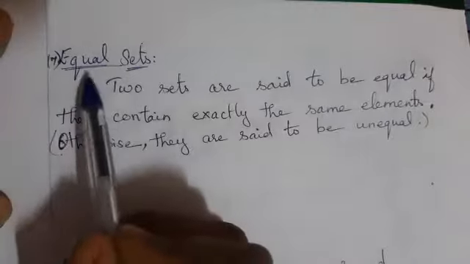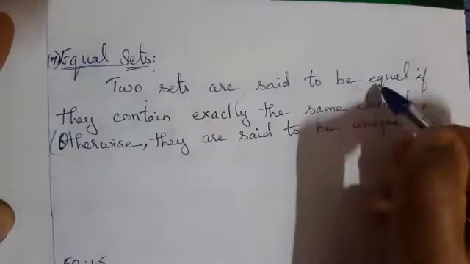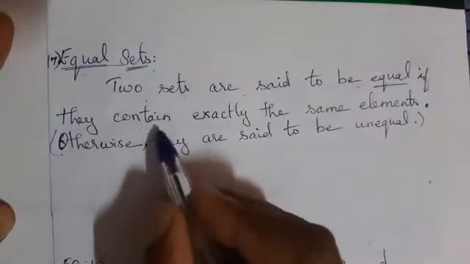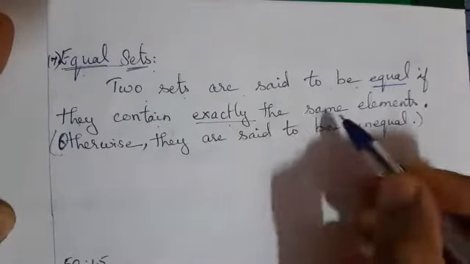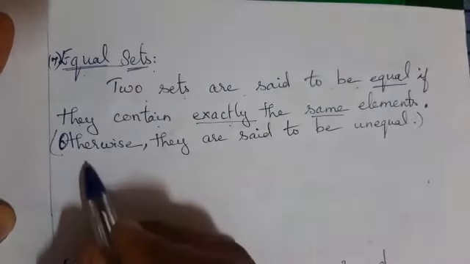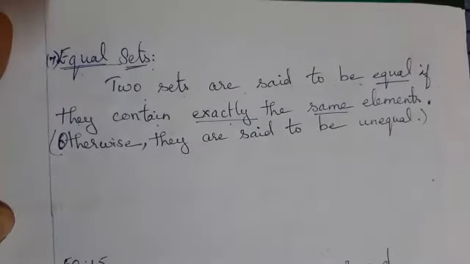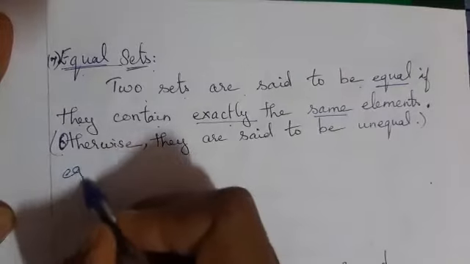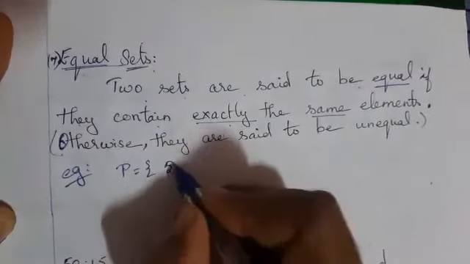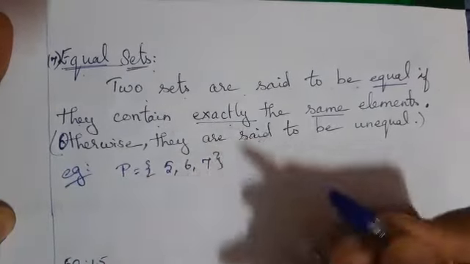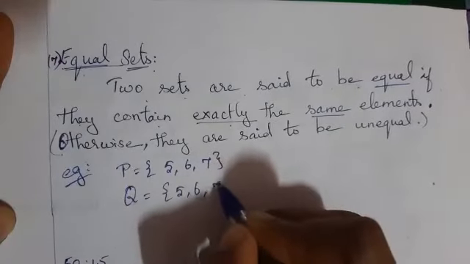Next set, equal sets. Two sets are said to be equal if they contain exactly the same elements. Otherwise, they are said to be unequal. Take one example. Capital P is equal to {5, 6, 7}. Capital Q is equal to {5, 6, 7}.